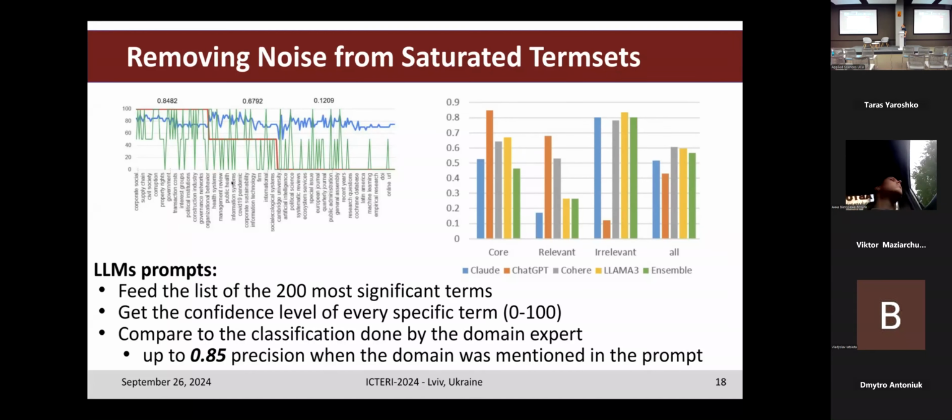You can see the results on the graph on the left side. And on the right side, you can see that we used such models as Claude 3 Opus from Anthropic, ChatGPT 3.5 from OpenAI, Llama 3 from Meta, and Command R from Cohere. Some of these models were able to achieve up to 85% precision when the domain was mentioned in the prompt.